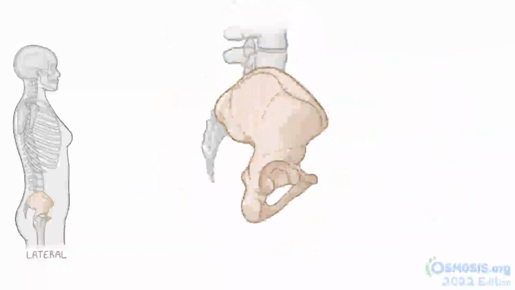Moving on, there's a large oval opening of the hip bone called the obturator foramen, bounded by the pubis, ischium, and the rami.